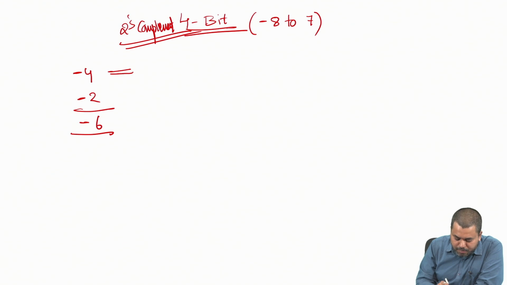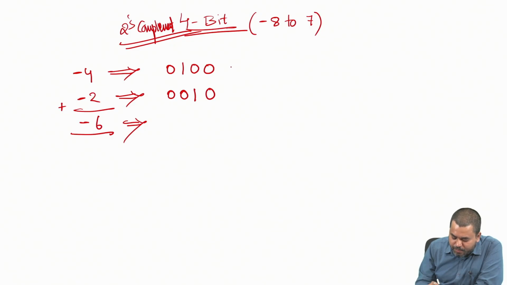Represent these negative numbers. I want to do addition, so -4 plus -2 is -6. How to do this? First you represent +4. What is +4? 0 1 0 0. What is +2? 0 0 1 0.